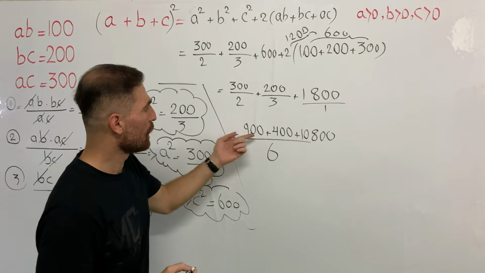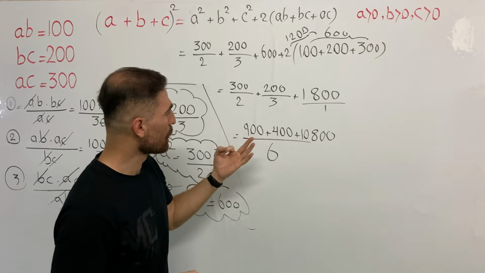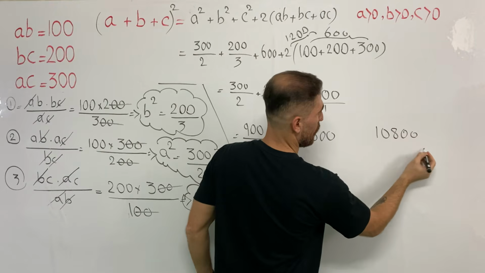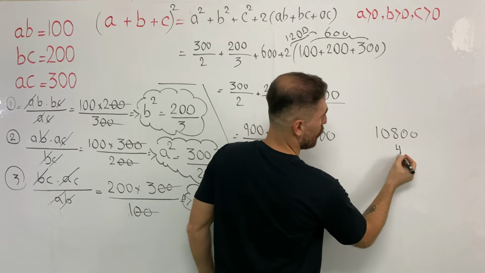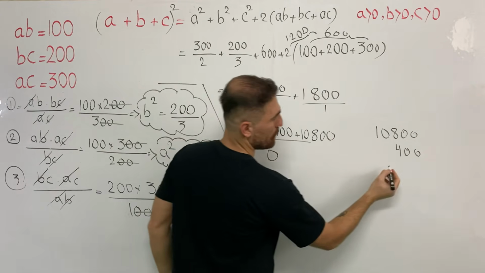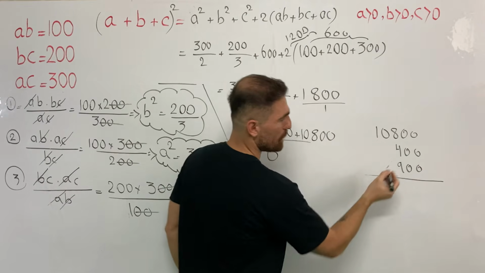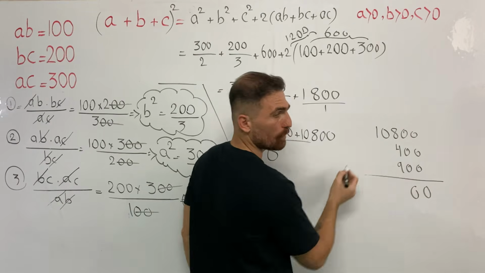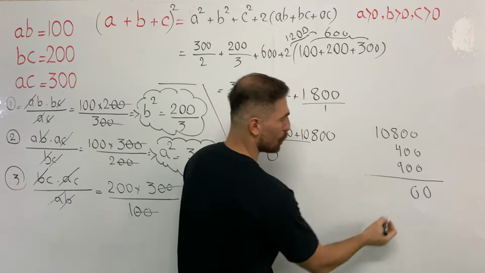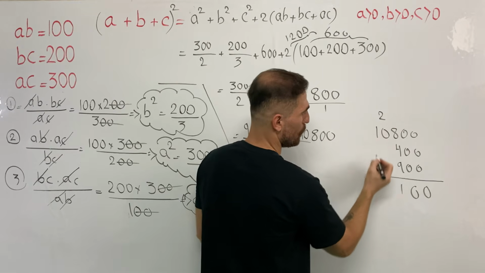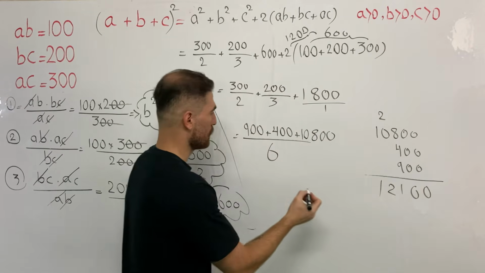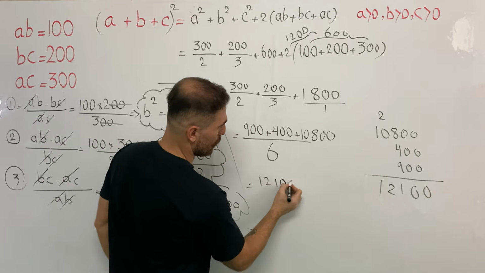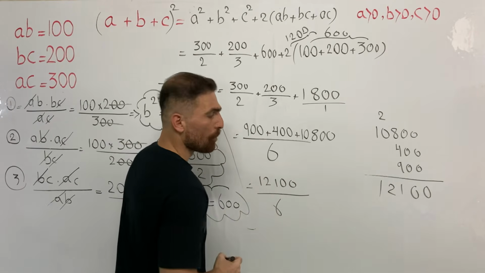Right, now let's add these three numbers on top, which means 10,800 plus 400 plus 900. 0, 0, 0, 0. 8 plus 4, 12 plus 9, 21. 2 here, 2 plus 0, 2, 1. And this is 1, 2, 1, 0, 0 over 6.